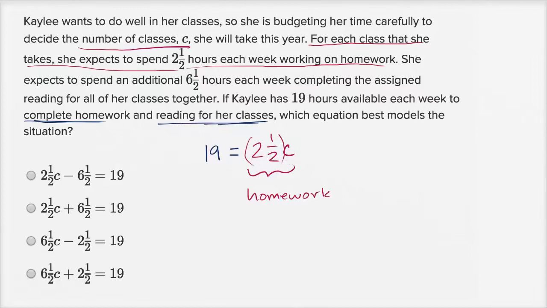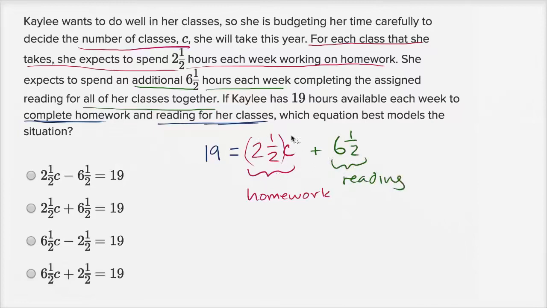And how much is she going to spend on reading? Well, it says over here, she expects to spend an additional 6.5 hours each week completing the assigned reading for all of her classes together. So this sentence says it doesn't matter how many classes she takes, she's going to spend 6.5 hours reading. So it's not dependent on the number of classes she takes. So this is the amount of time she's just going to spend reading.